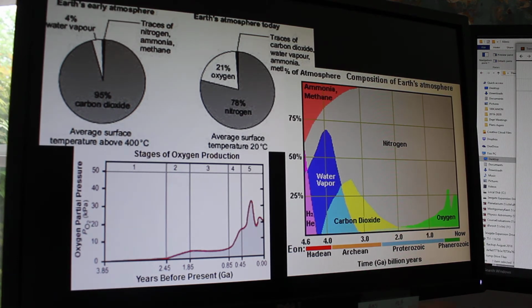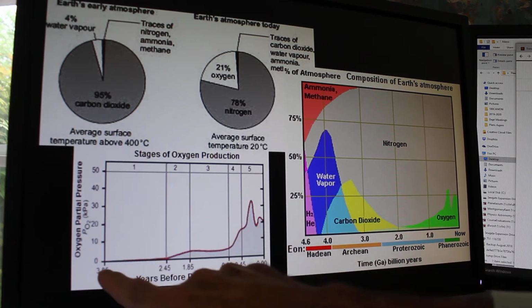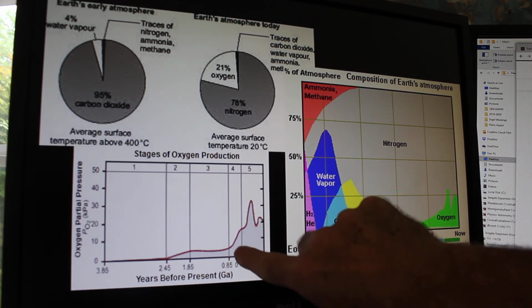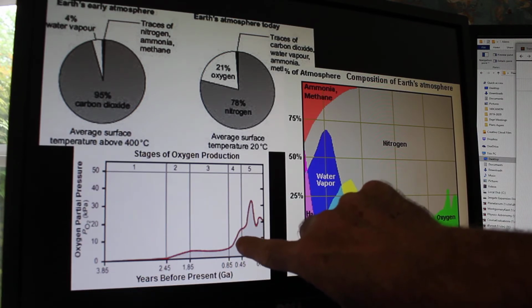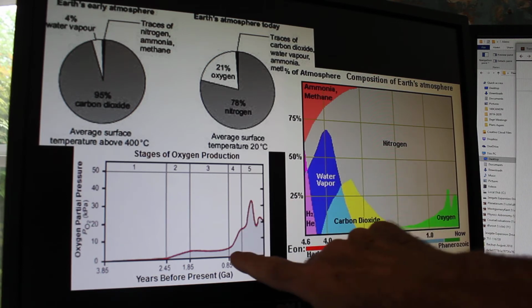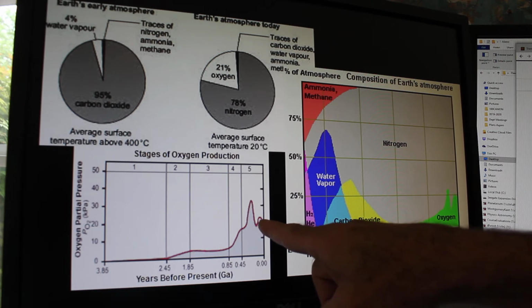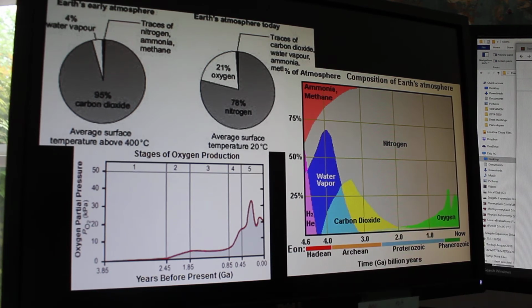Same thing here. This just shows the oxygen. And you see oxygen started forming here, but it wasn't until we hit right about here that oxygen took off enough that we could have higher forms of life. And the oxygen percentage has been changing over time, and right now we're at about 20% oxygen. Rest of it is mostly nitrogen, and then the 1% of the other stuff.